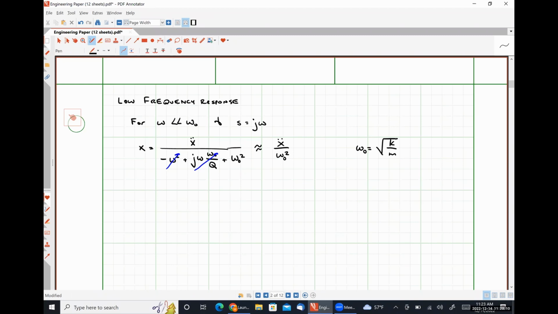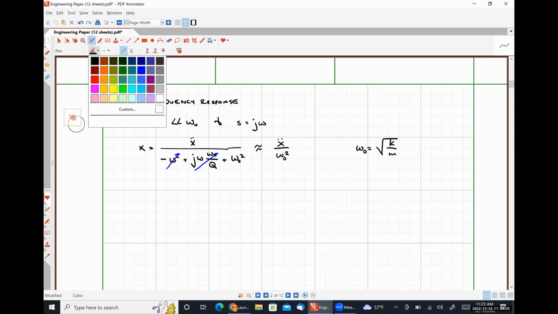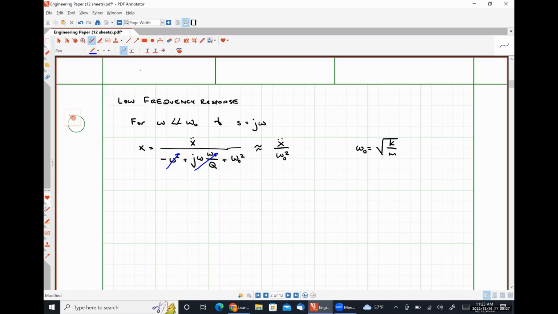We haven't defined S. Pardon? We haven't defined S. So S is the Laplace, like the Laplacian S. It is a frequency. So just hold on, let me think about how to do this.